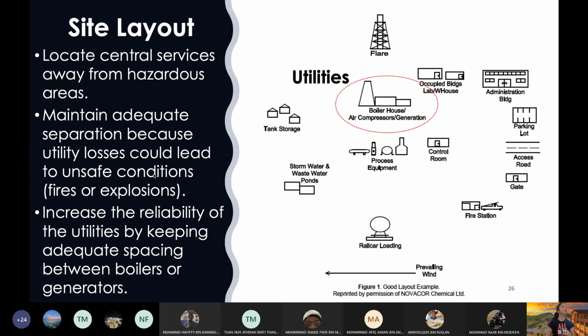Okay, next, increase reliability of the utilities by keeping adequate spacing between boilers or generators. So boiler, katakan kamu guna lebih daripada satu boiler, and katakan boilers ni working at different temperatures. So kalau kamu letak dia berdekatan, you know heat transfer, right? Heat will be transferred as well. So it may disturb the operation of the next boiler or the next equipment. So separation between this equipment also may need to be considered in the utilities facilities.